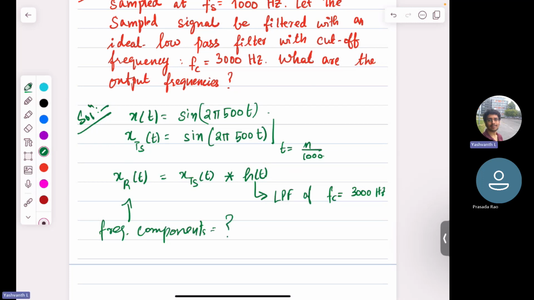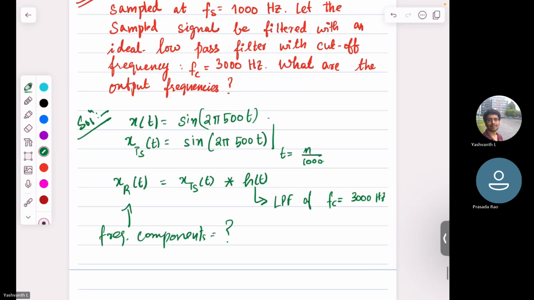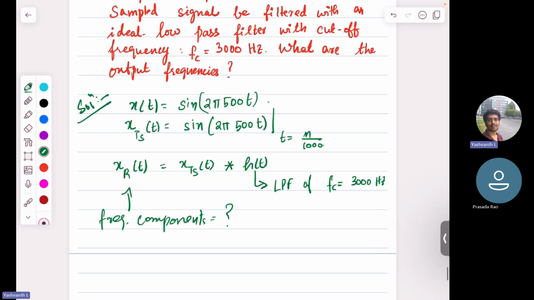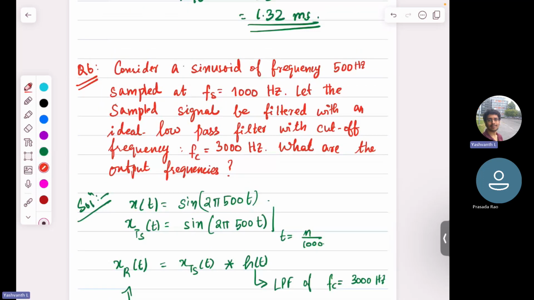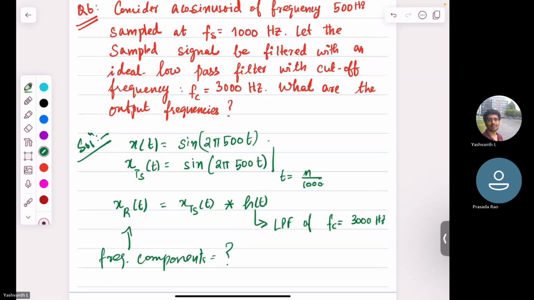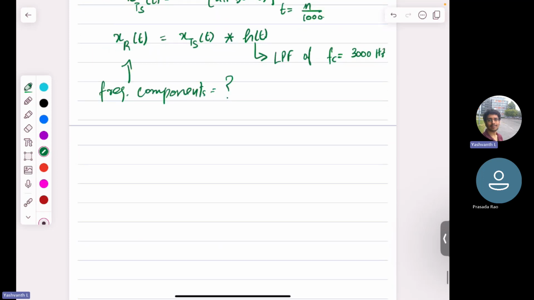So the way to solve this question, we need to go to the frequency domain and analyze. Just for the sake of simplicity, I will consider a cosinusoid, not just a sinusoid. I will consider a cos signal instead of a sine signal. So it is all cos, not sine.